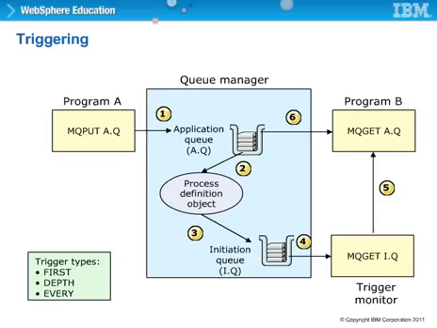Step 4. A long-running program called a trigger monitor gets the trigger message from the initiation queue and reads the message. Step 5. Based on the trigger message, the trigger monitor starts Program B and passes it the trigger message as a parameter. Step 6. Program B opens the application queue and gets messages from it.